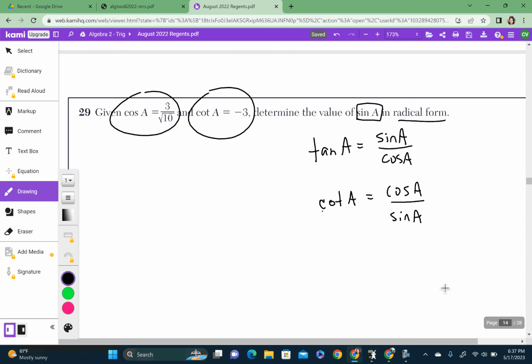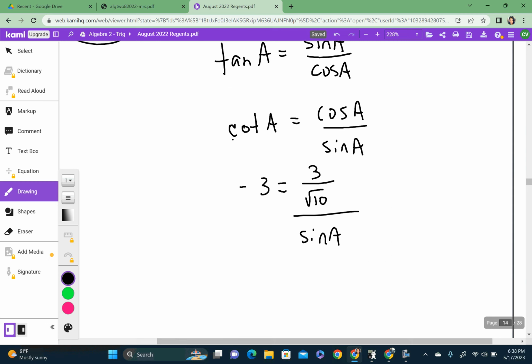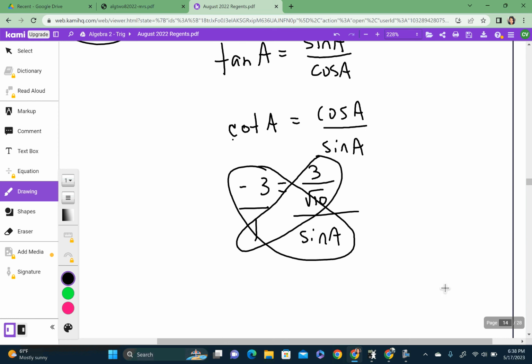So basically all we have to do is substitute, right? Cotangent of A, they're telling us that that's equal to -3. So I'm putting -3 is equal to the cosine of A, they're telling us is 3 over radical 10. And then we have a sine A on the bottom. So we need to find out what this sine A is. Just to refresh your memory, if there's no number on the bottom, we can put an imaginary 1. And when we have two fractions equal to each other, I can cross multiply, right? So this gets cross multiplied by this. So -3 times sine A is -3 sine A equals 1 times anything is itself, 3 radical 10.